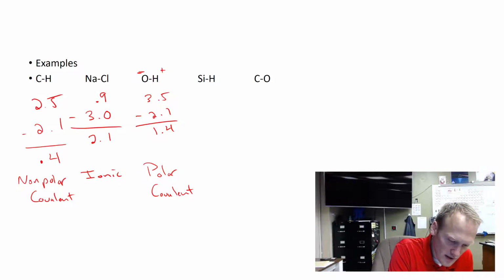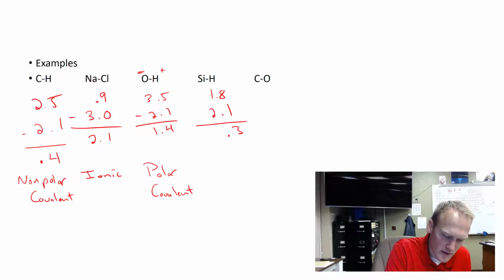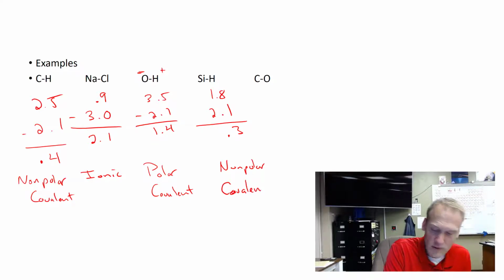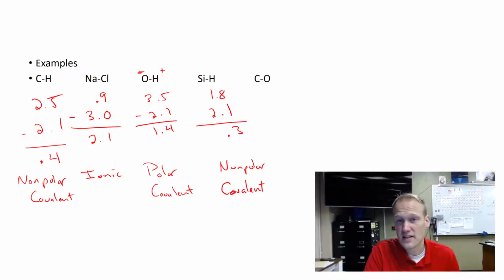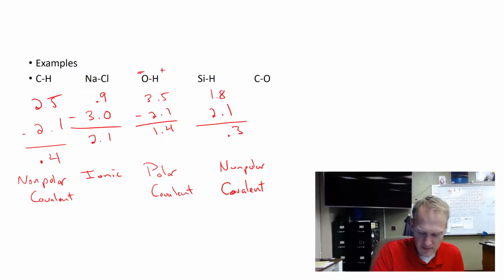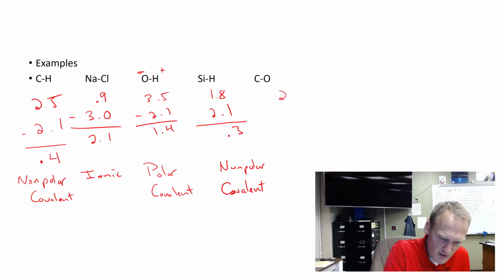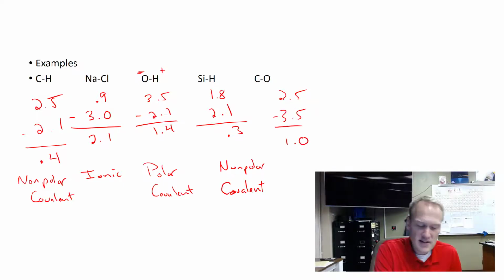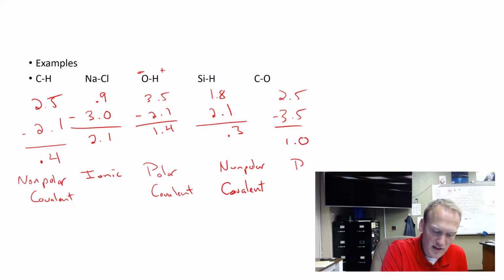Silicon has an electronegativity of 1.8. Hydrogen is 2.1. This is a difference of 0.3, so this is a nonpolar covalent bond. This is kind of different because silicon is a metalloid, but based on these electronegativities, we can see what kind of bond it would make. Carbon is 2.5. Oxygen is 3.5. That gives us a difference of 1, which means this would be a polar covalent bond.